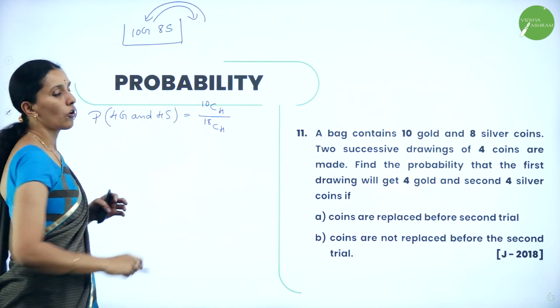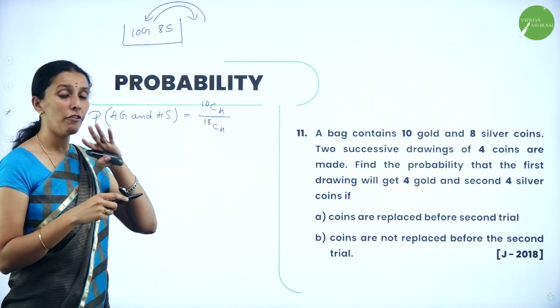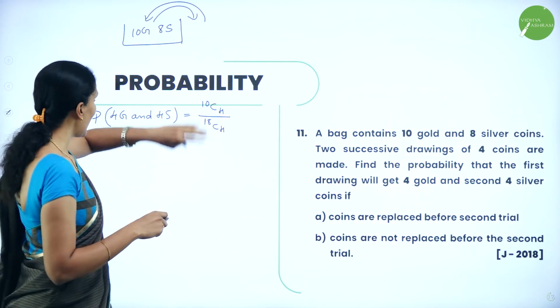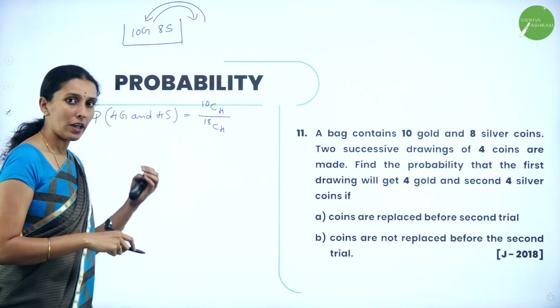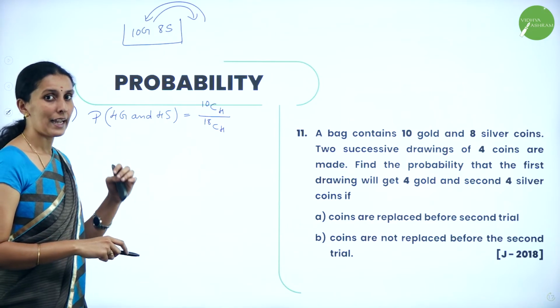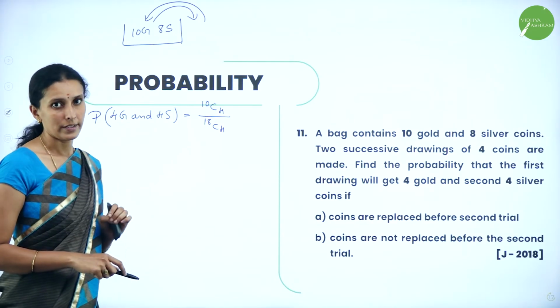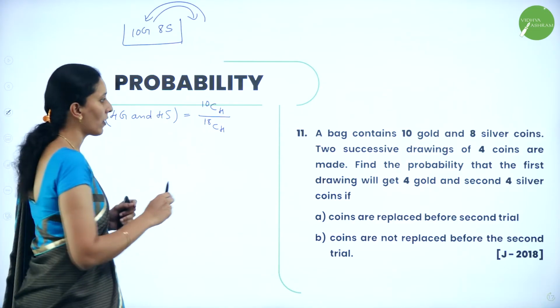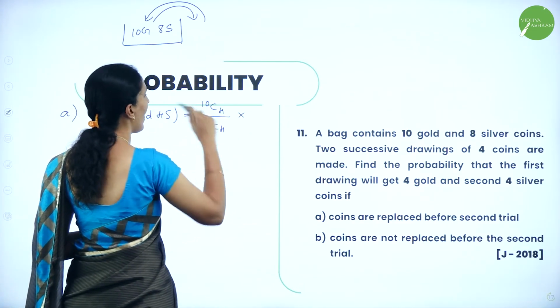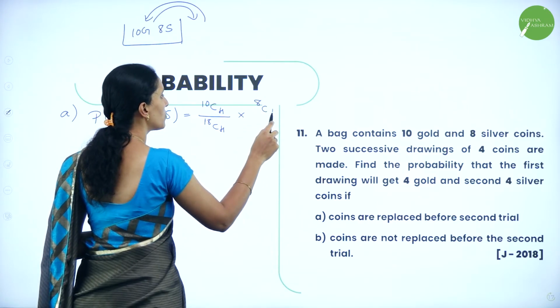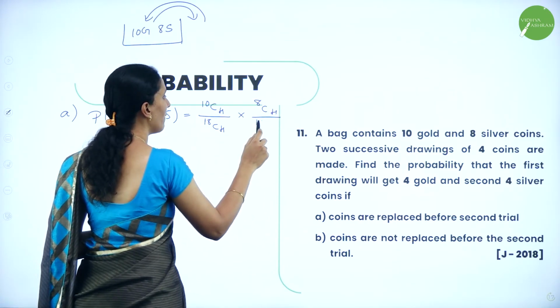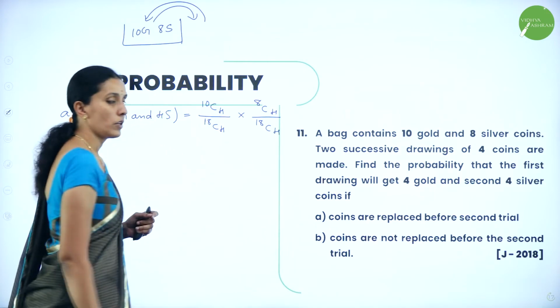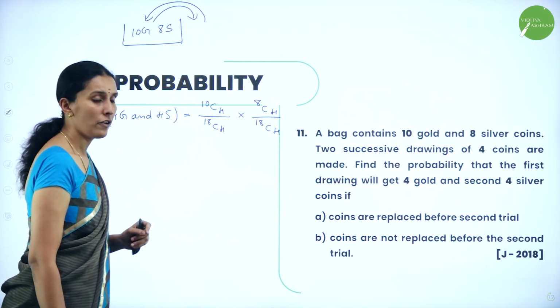Once the 4 coins are taken out, you will have only 14 coins left there. But again they are kept back, so the total count is again 18 coins inside the bag. Now we are selecting the silver coins. For silver coins you have 8 silver coins, and you need to choose only 4, out of 18 coins. So this is the probability for the first one.